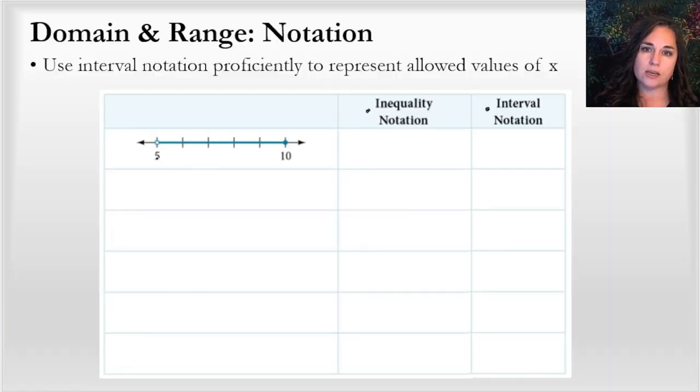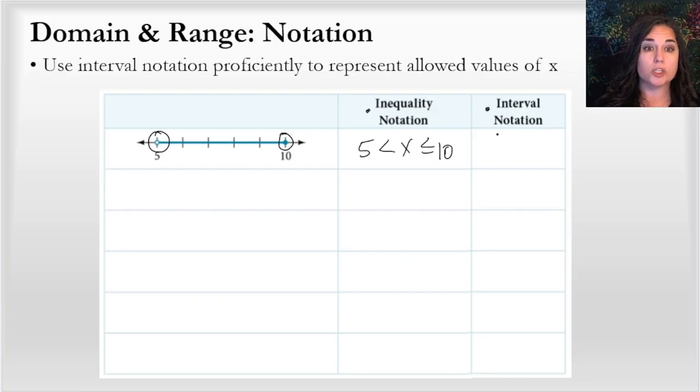So when I look at this, I have values between 5 and 10. And notice that I have an open dot at 5, so the function cannot equal 5. But it can equal 10 down here. There's a closed dot down there. So when I do this with inequality notation, what I'm going to say is 5 is less than x, which is less than or equal to 10. Okay, right? It can equal 10, but it can't equal 5.